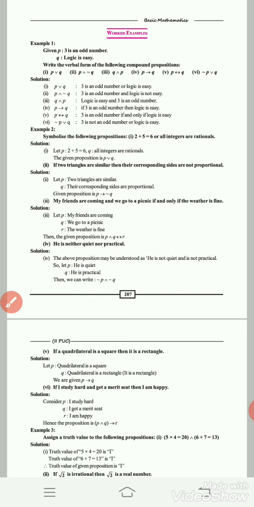Next, consider the second example. Symbolize the following propositions. See here, 2 plus 5 equal to 6 or all integers are rationals.